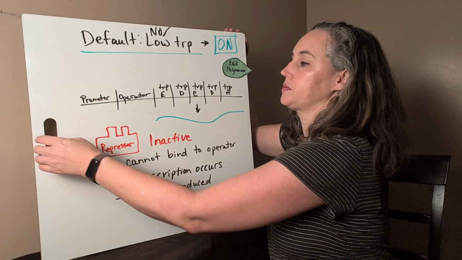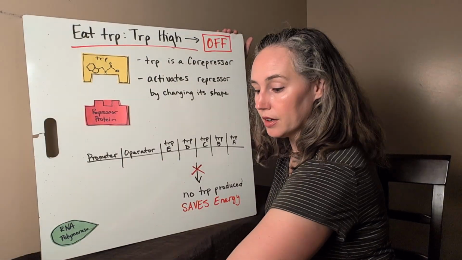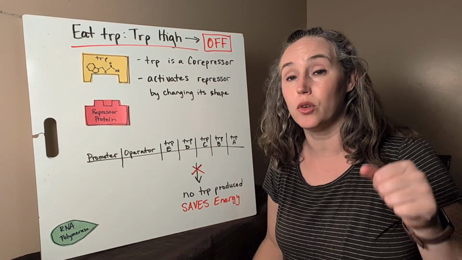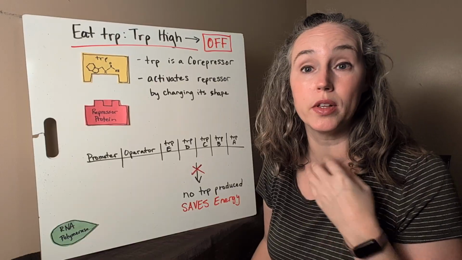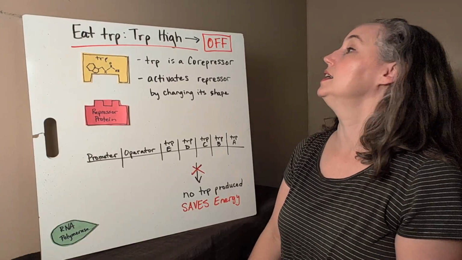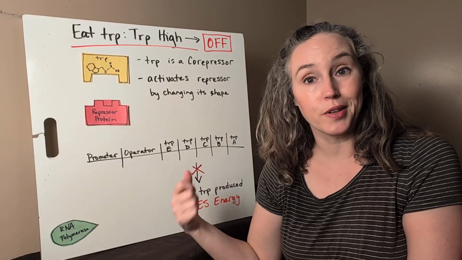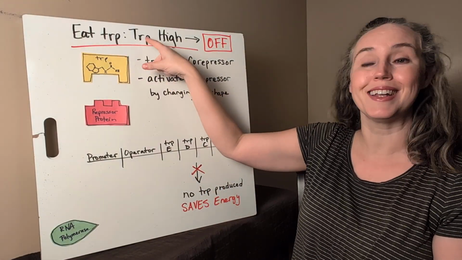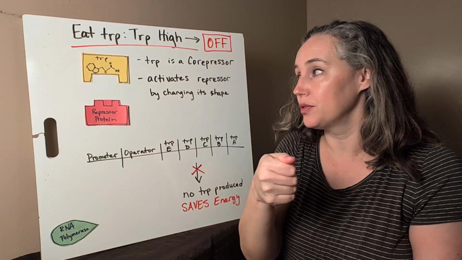That's the default. But what happens when I eat a bunch of tryptophan? So say I have a turkey leg or a chicken leg, or I have some dairy or some pumpkin seeds, some food that's full of tryptophan. Or let's say I've been making a bunch of tryptophan and I don't need to make it anymore. Well, if tryptophan is high, the operon will turn off.